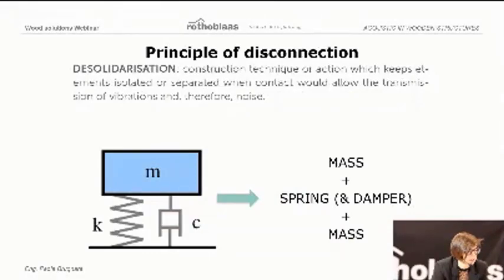I have already anticipated that we need to use the principle of disconnection. This is a construction technique that keeps elements isolated and separated in order to avoid the transmission of vibration and noise through the structure. The principle of disconnection consists of a mechanical model which is mass, spring, mass. The first mass is, for example, a wall. The second mass is, for example, the slab. And the spring between them is the resilient profile, so an elastic material. We will see that it is not just an elastic material, but the material should also have viscous properties.